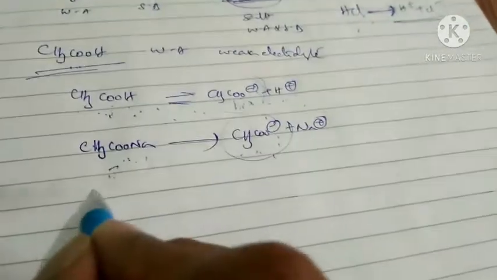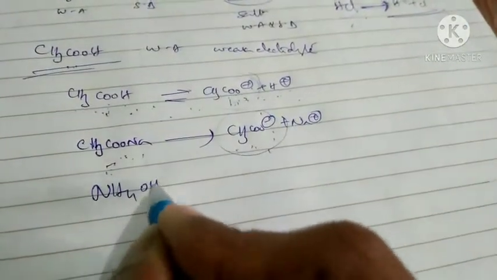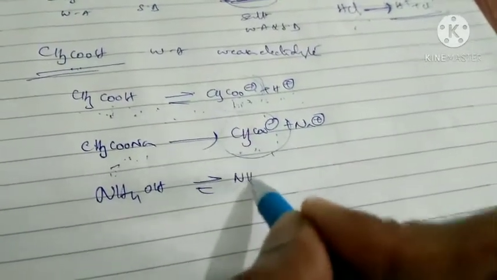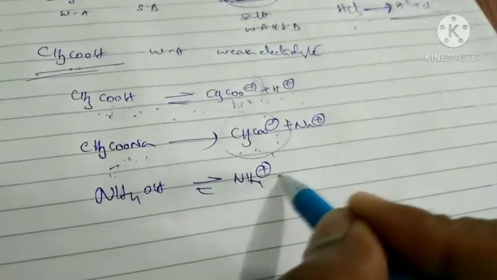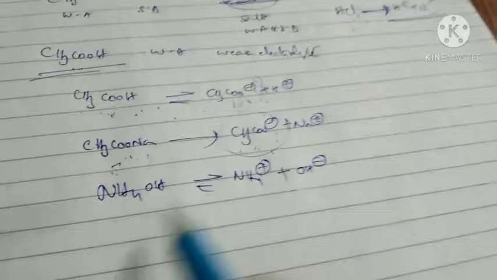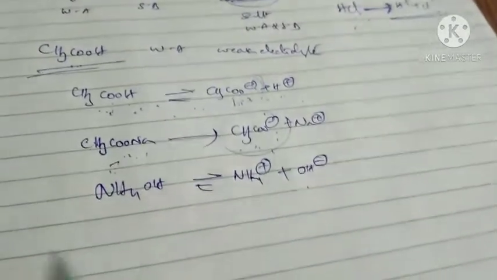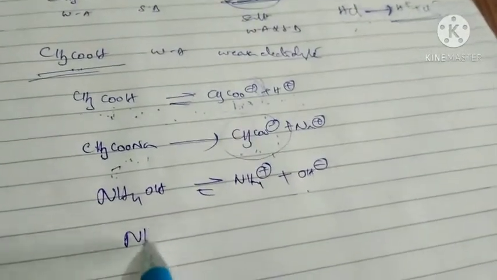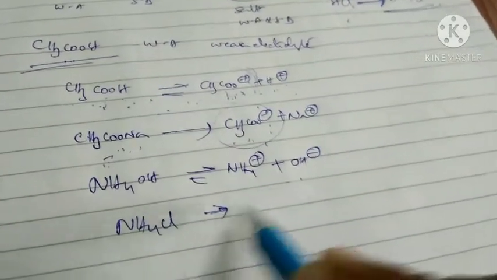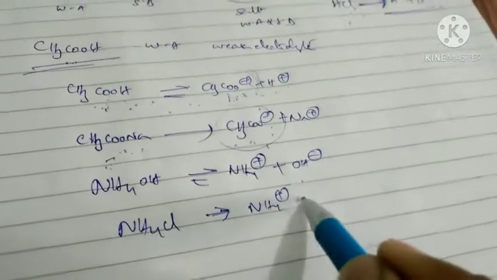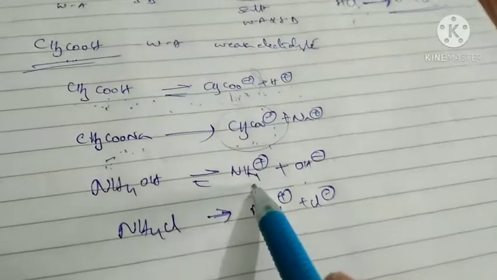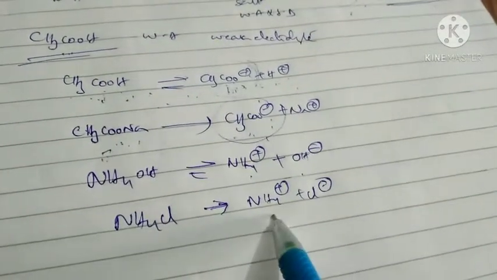I will tell one more example. NH4OH. What is this? A weak base. When it is present in water, it undergoes partial dissociation, not complete dissociation. So it can be represented like this in an equation. When we add one substance, NH4Cl, which is a salt, immediately it undergoes dissociation because salts readily dissociate. Here NH4 plus ions are present, and here also NH4 plus ions are present.